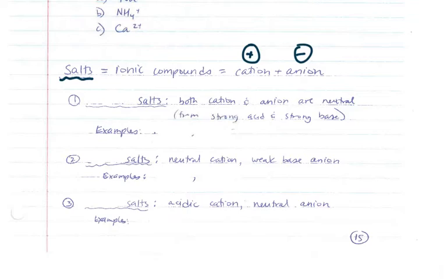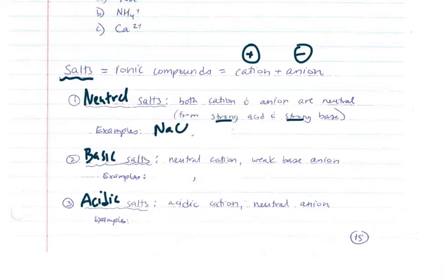So we can basically classify salts as either neutral, basic, or acidic. All right, neutral salts have a cation and an anion that are from strong acids and bases, and therefore are both neutral. So some examples of neutral salts are the classic sodium chloride, because sodium comes from sodium hydroxide, a strong base, and the chloride ion comes from hydrochloric acid, which is a strong acid.